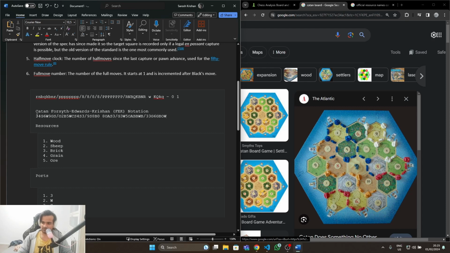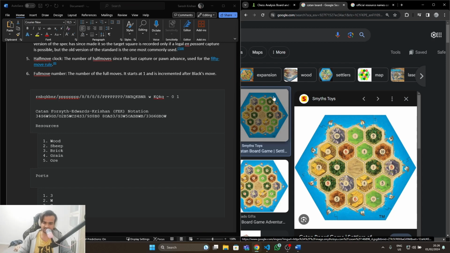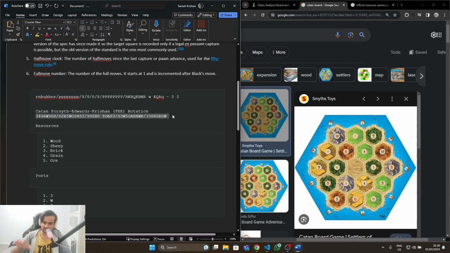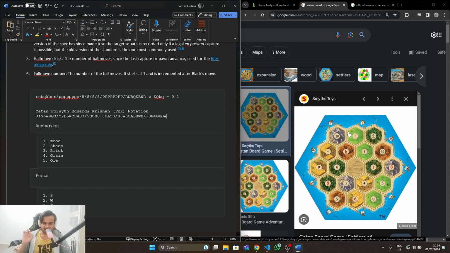So right now, this can be used to define any Catan board that doesn't have the placements, like the cities and the roads and the settlements from the players. The initial state of any possible Catan board can be represented using this. Okay, I think that's it for today.